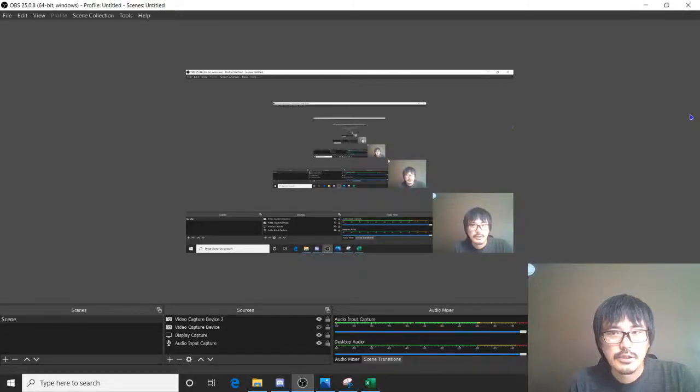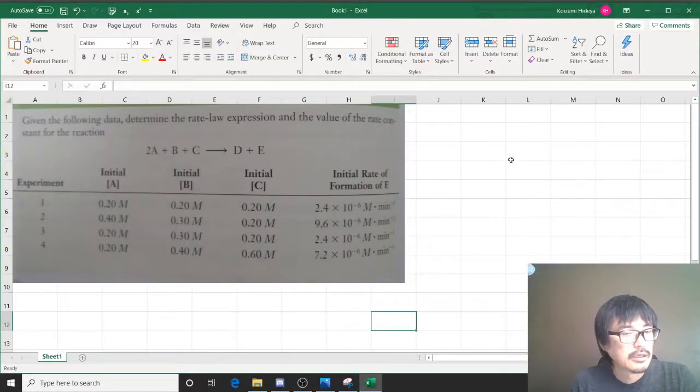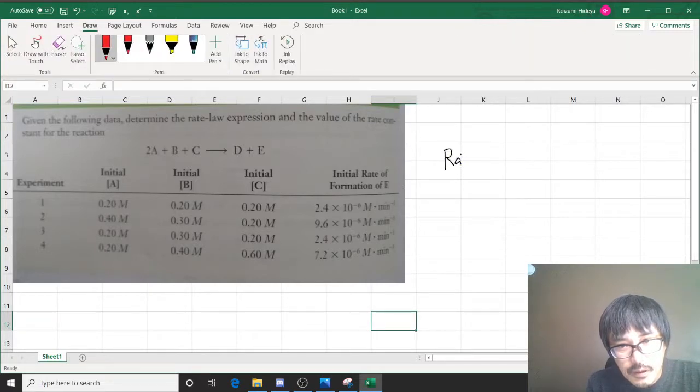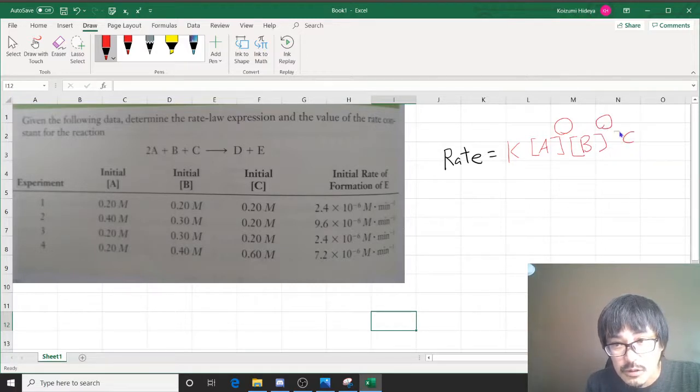Alright, let's do question number 80. Try to find the rate expression first. And remember that the rate expression is always in a form: rate is equal to some constant times the reactant concentration. But we don't know the power associated with each one of these terms.